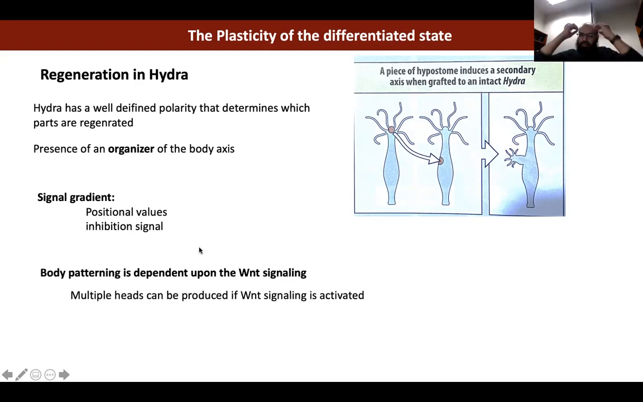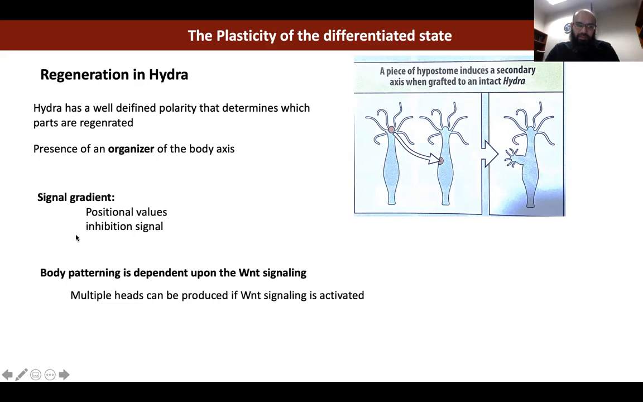So yeah, there is an organization in the body which is dependent on different signaling molecules, which are not completely known, and that's not the topic of discussion here, but it's important to understand that there are positional values that are determined by signaling mechanisms.